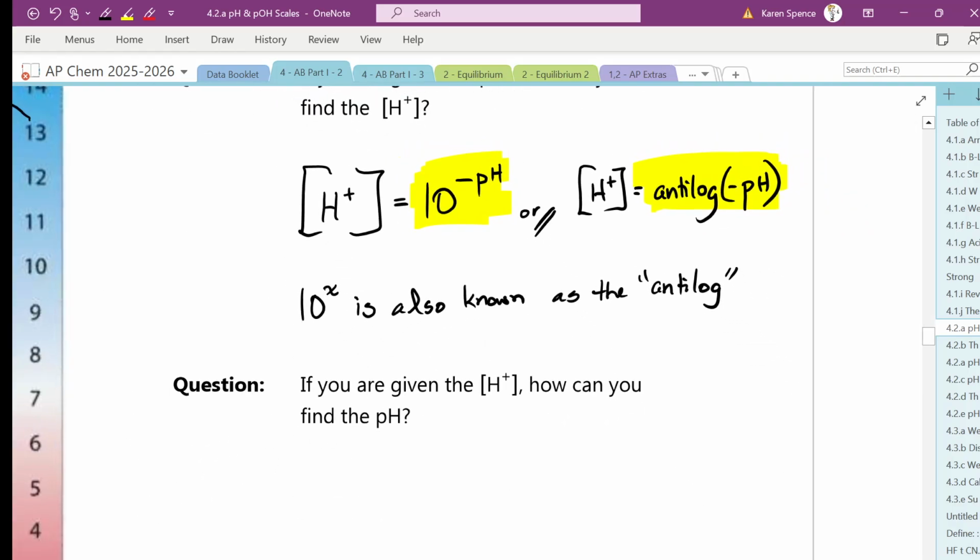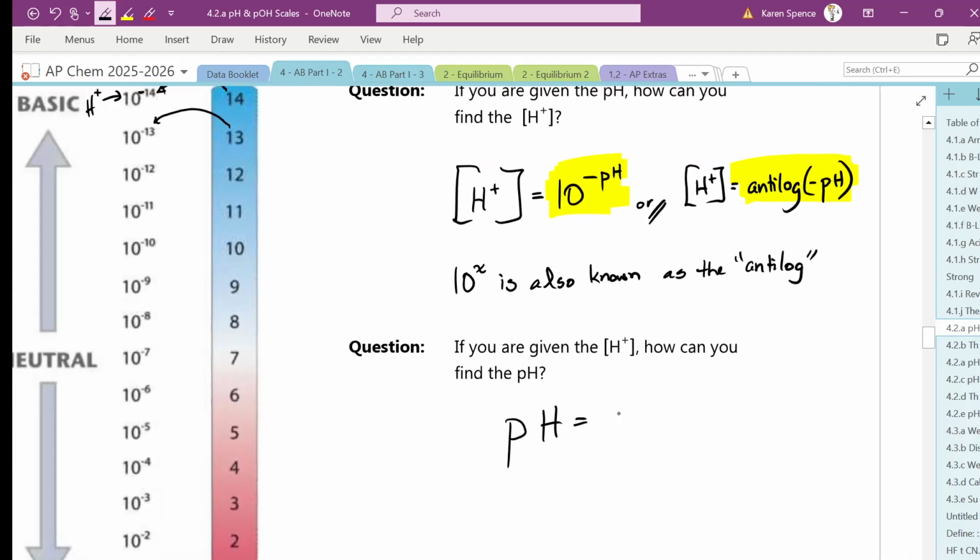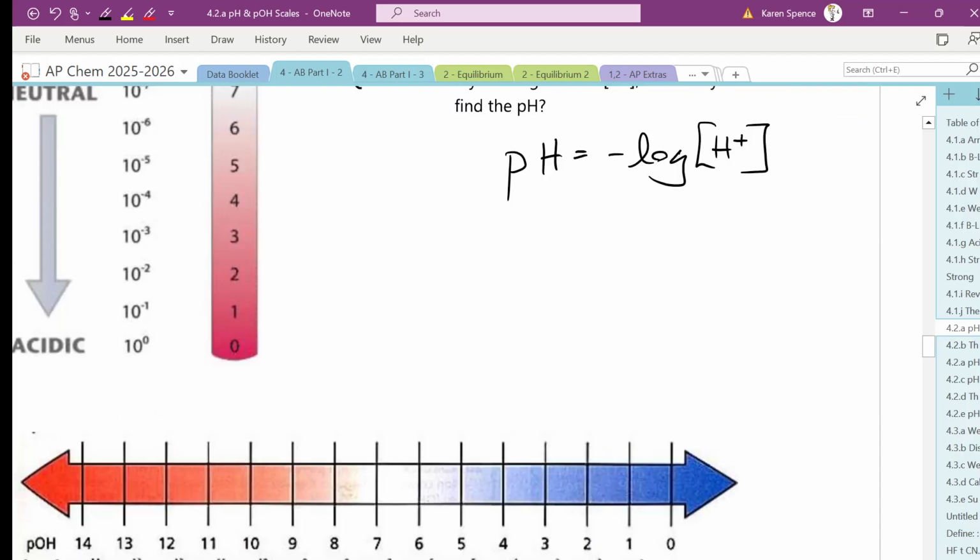All right, if you're given the H plus, how can you find the pH? This one we should know. pH is negative log of the concentration of H. There we go. Okay, excellent.